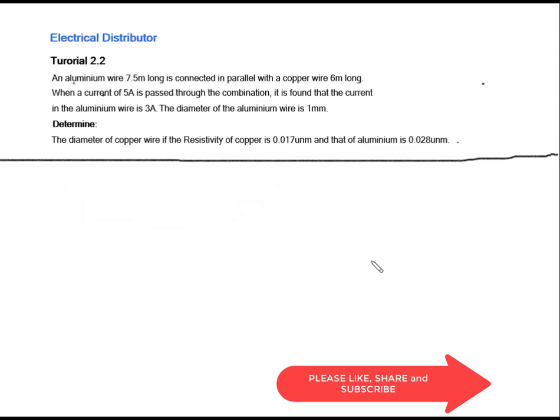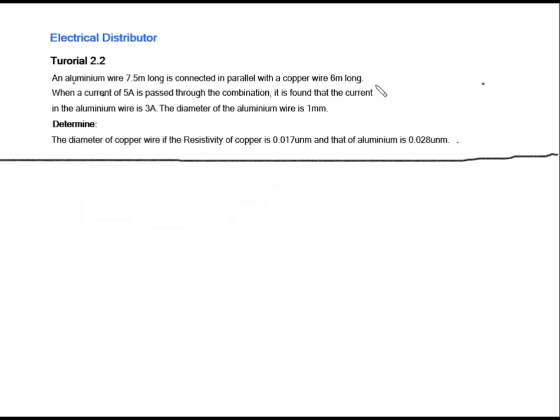This is tutorial 2.2, following up from the previous tutorial. Here we have an aluminum wire which is 7.5 meters long and is connected in parallel with a copper wire 6 meters long. When a current of 5 amps is passed through the combination, it is found that the current in the aluminum wire is 3 amps. The diameter of the aluminum wire is 1 millimeter. Then they want us to determine the diameter of the copper wire.